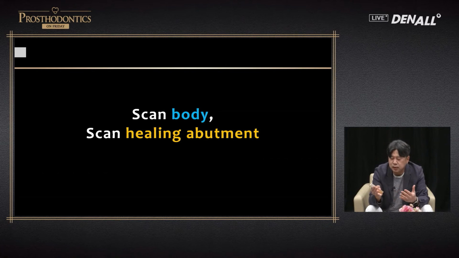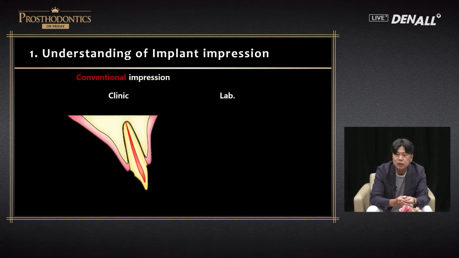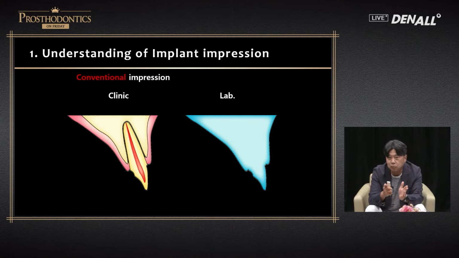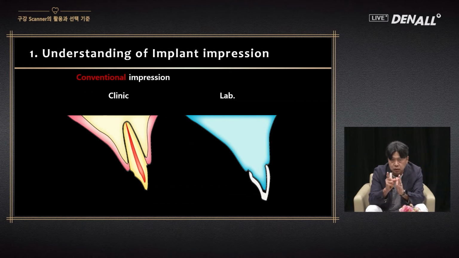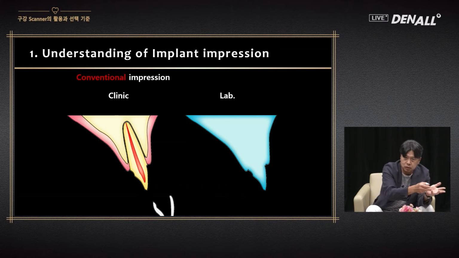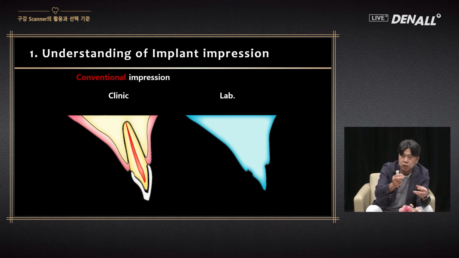Osstem has two products. One is the scan body and the other one is scan healing. Let me explain the principles of those with some slides. Conventional impression, as you can see, this is the patient's mouth. In the clinic, it is prepared and the impression is taken and sent to the lab with the model. In the lab, restoration is made and sent to the clinic, and we do the adaptation and attach it.